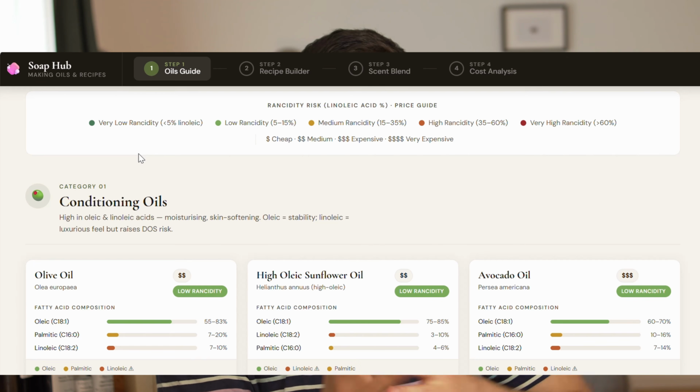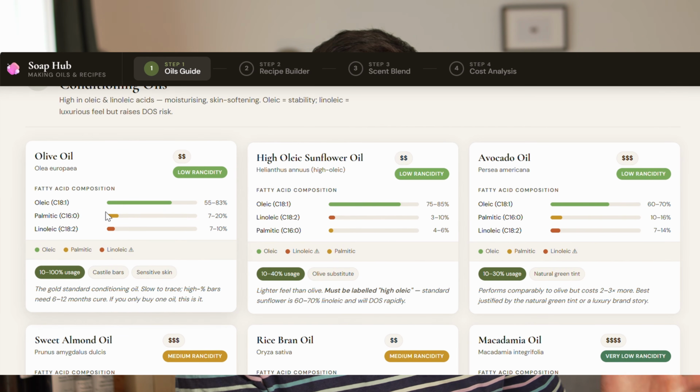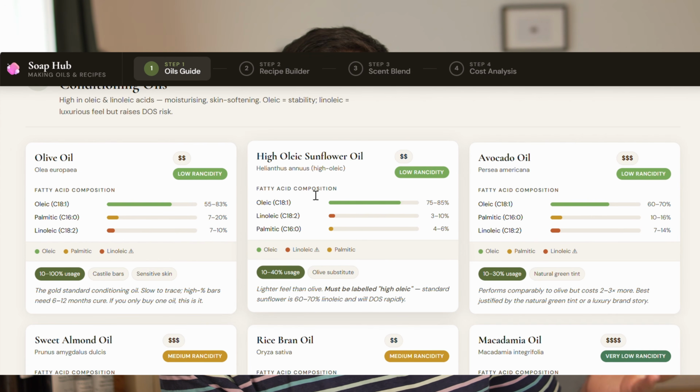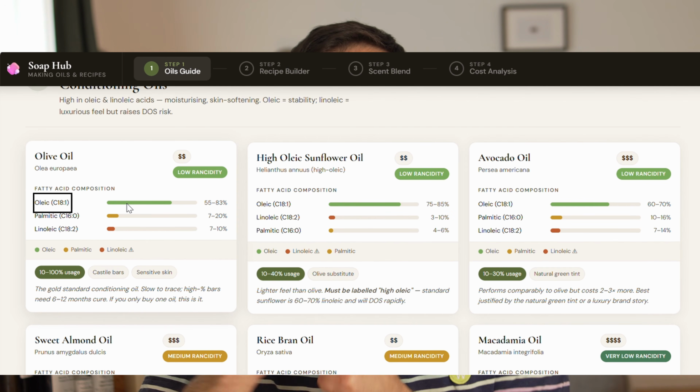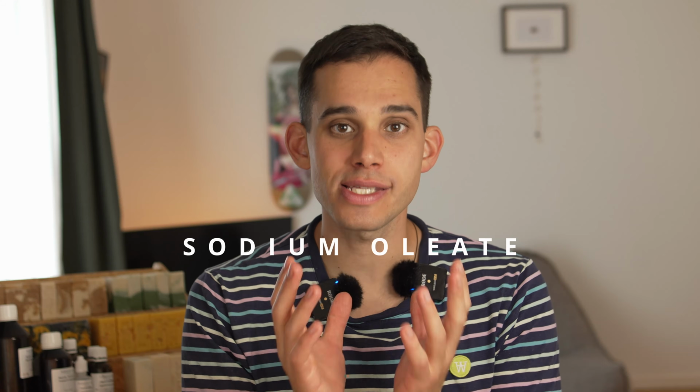If you're new here, remember, oils and butters, they're separated into 4 categories. Number 1 is oils that offer conditioning properties to your soap. This is the so-called conditioning oils. So this is olive oil, high oleic sunflower oil, and so on. Why is that? Olive oil is high in oleic acid. When oleic acid reacts with lye, it produces sodium oleate, which is a substance that adds a lot of gentle and conditioning lather to your soap.